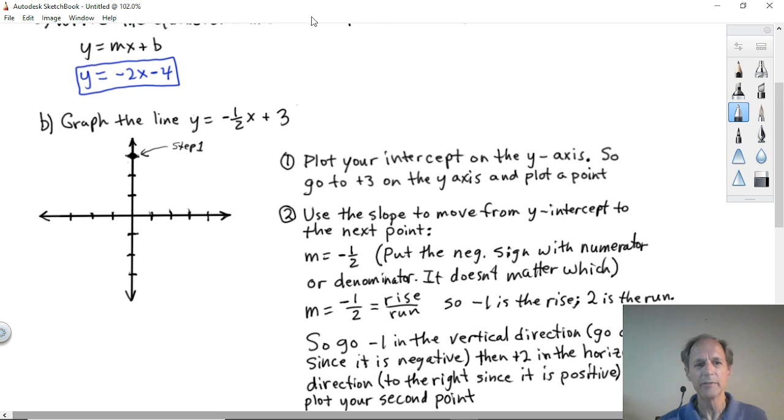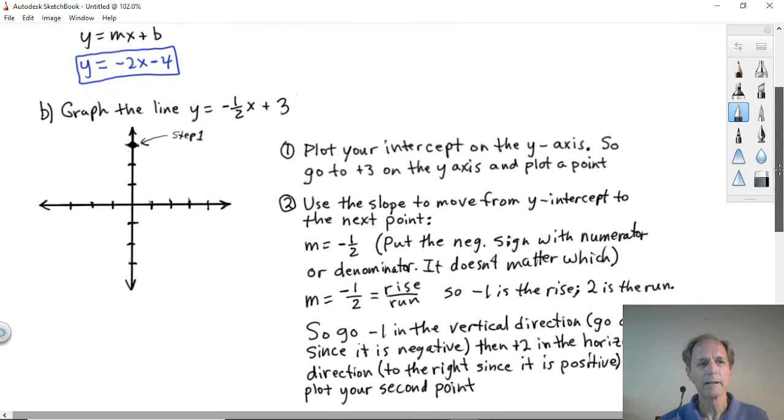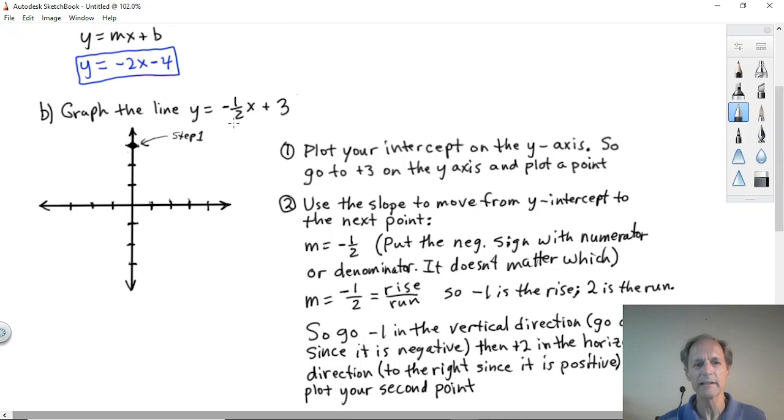Y equals mx plus b. And so that spot for the m, right by x, that's where the slope is, in this case negative 1/2. Okay, so that's the slope, and we're going to use that, but we have to put the negative sign with the numerator or the denominator. It doesn't matter which.